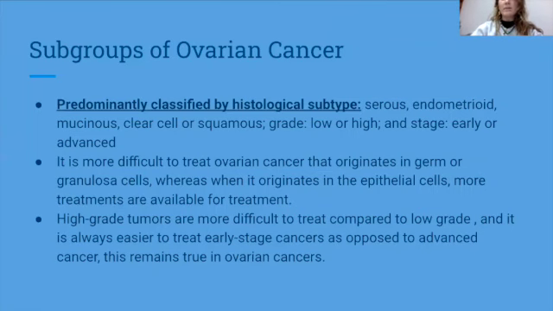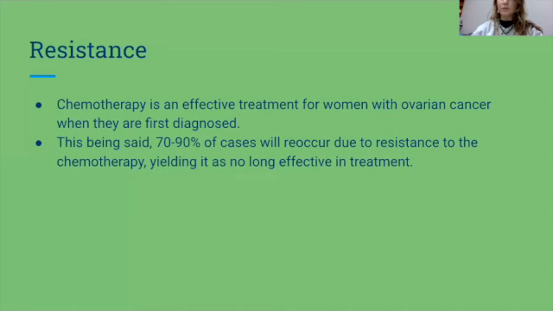And then we've already talked about the serous, endometrioid, mucinous, clear cell, or squamous clinical histological subtypes of ovarian cancer. Ovarian cancer is also classified into high and low grade, and then early or late advanced stage cancer. It is more difficult to treat the ovarian cancers that originate in the germ or granulosa cells as opposed to the epithelial cells, which have more treatments available. And high-grade tumors and advanced cancers are more difficult to treat as opposed to early and low-grade tumors. That remains true with ovarian cancer.